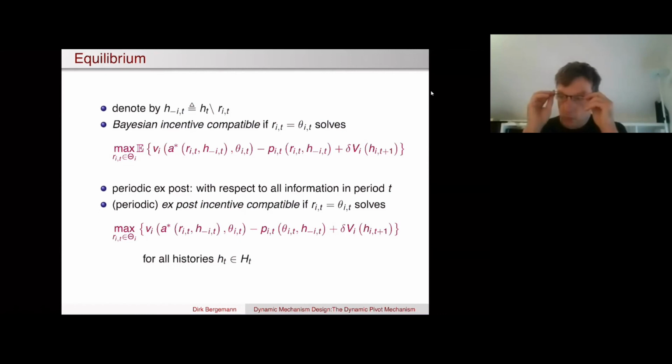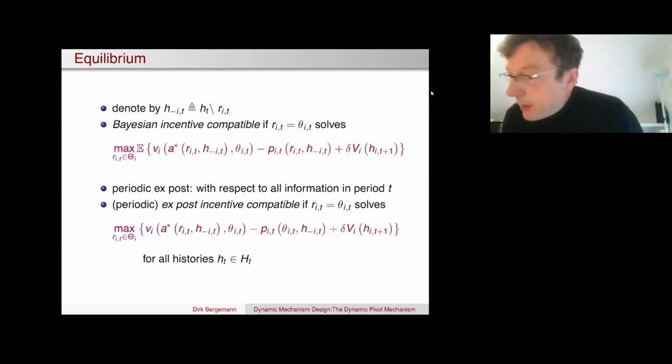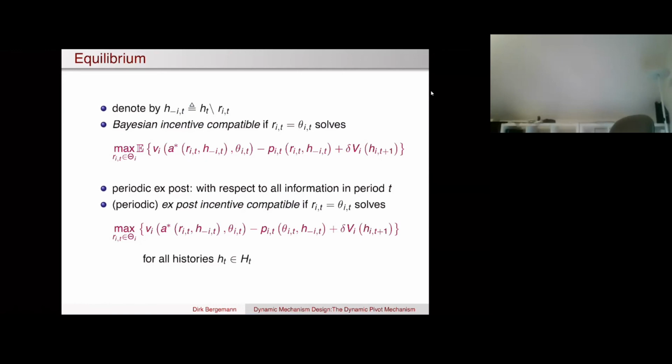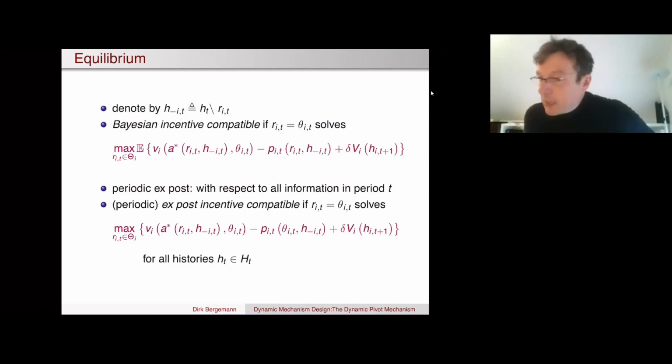Okay. If we were to think about Bayesian incentive compatibility, so now we want to speak about what is the appropriate notion for incentive compatibility, then a standard objective would be to think about Bayesian incentive compatibility, which is simply saying that I want to choose a report that maximizes my expected utility over all time periods.